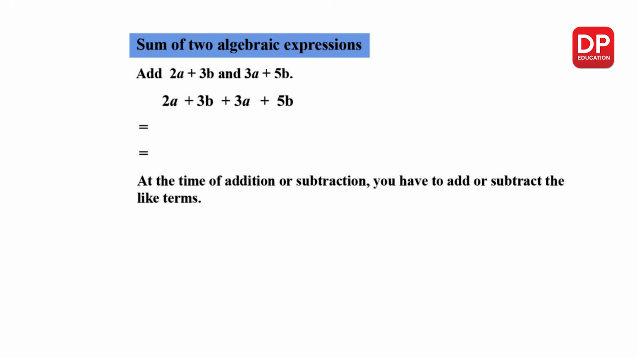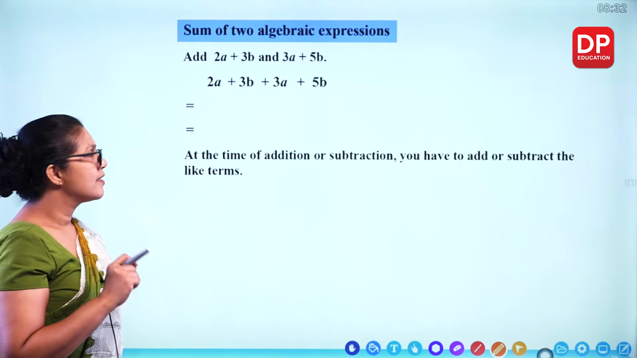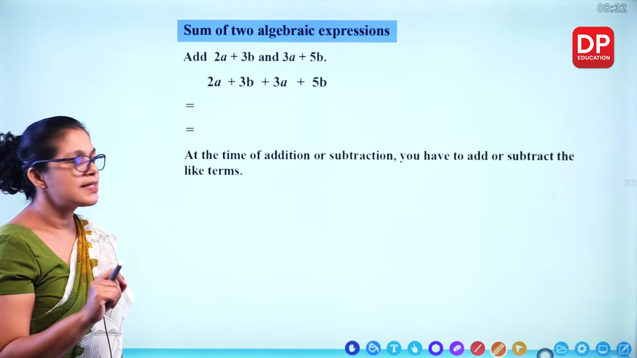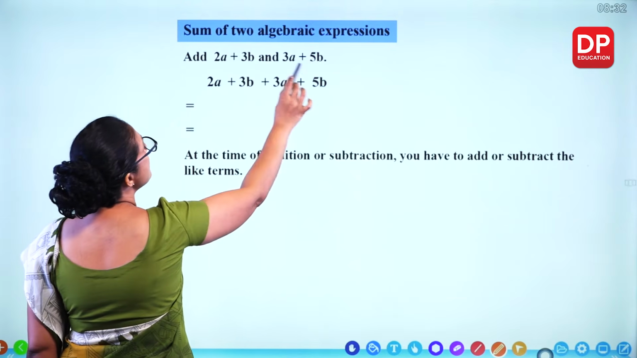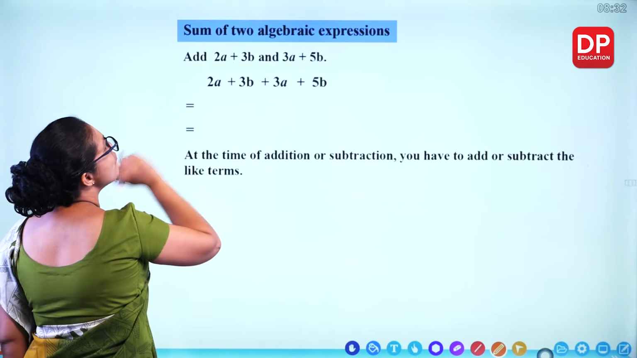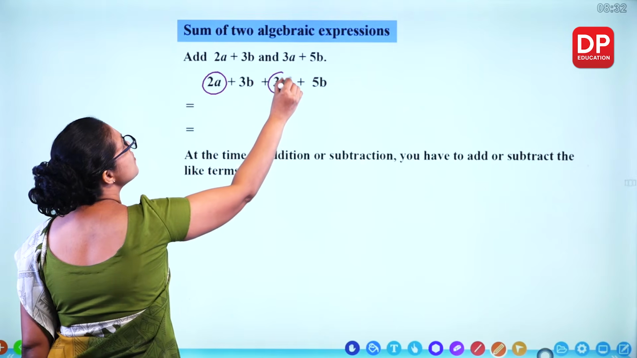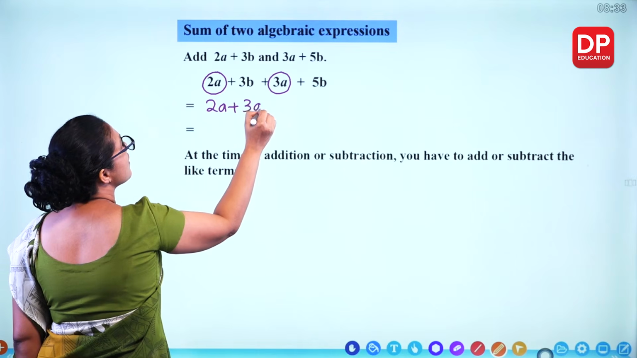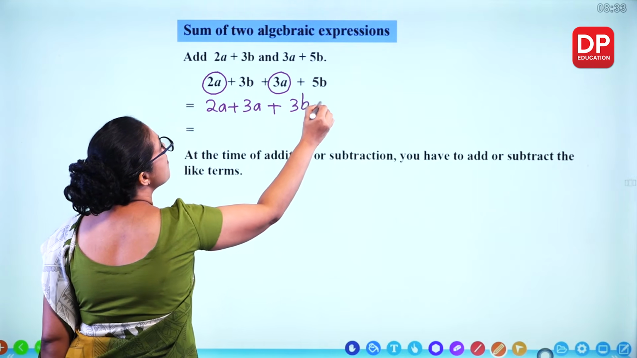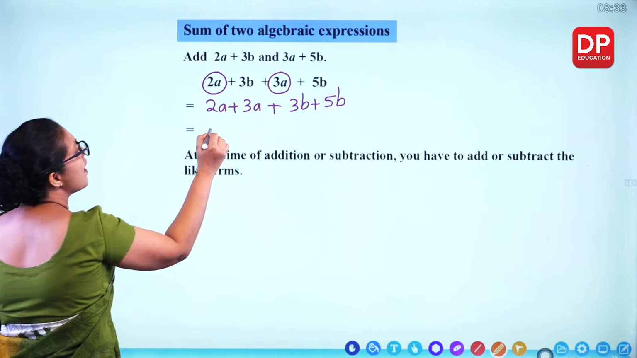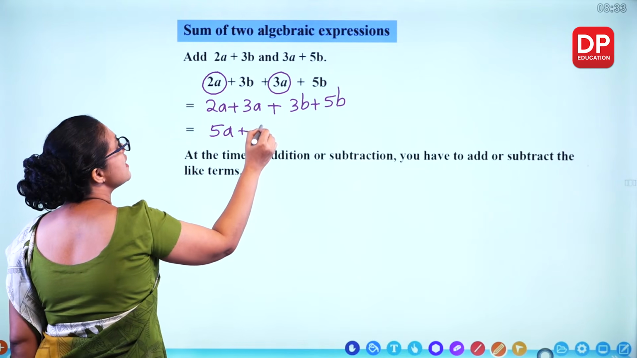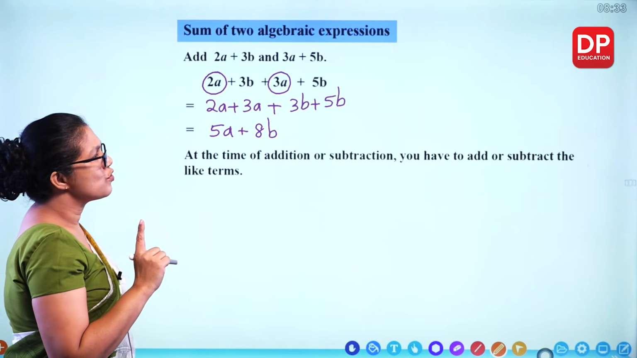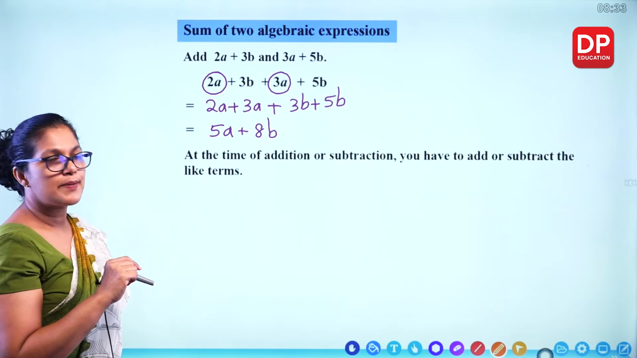Sum of two algebraic expressions. When you are adding, you have to consider like terms. So like terms only you can add or subtract. When you consider these two terms, what can you do? You can add a terms with a. 2a and 3a you can add, and then 3b and 5b separately. So what do you get? 5a and 5 plus 3, 8b. At the time of addition or subtraction, you have to add or subtract the like terms.